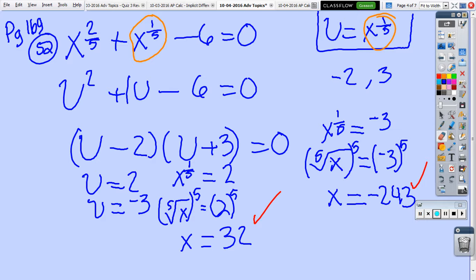And that x over there with that equals -3, that's still x to the 1/5? X to the 1/5 equals -3. Okay, yeah, make sure that's x to the 1/5.